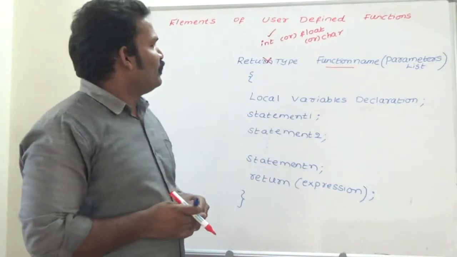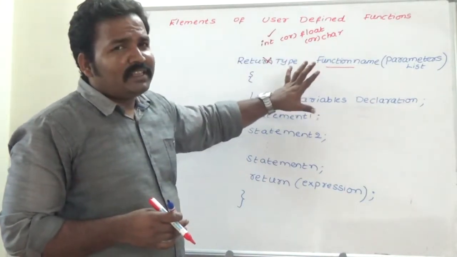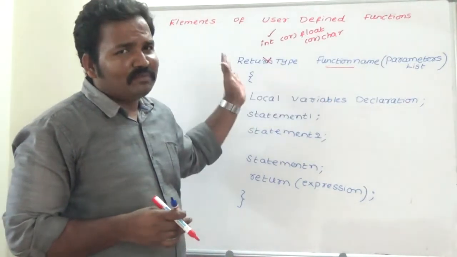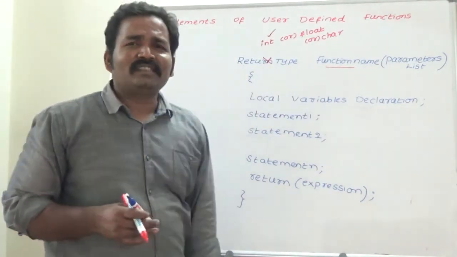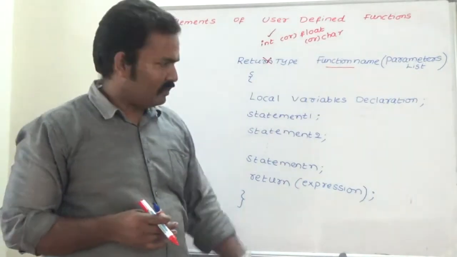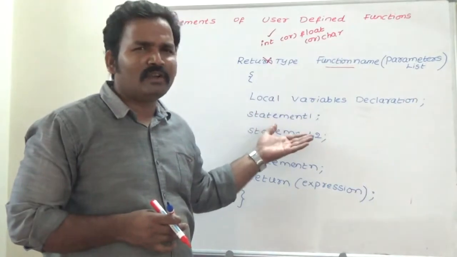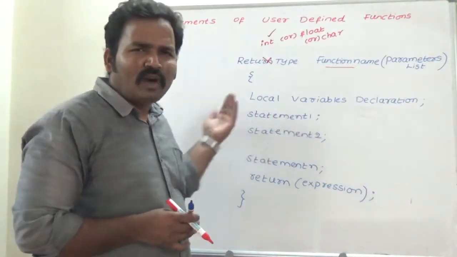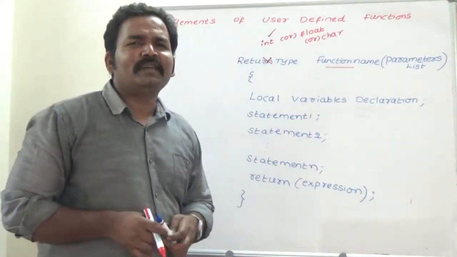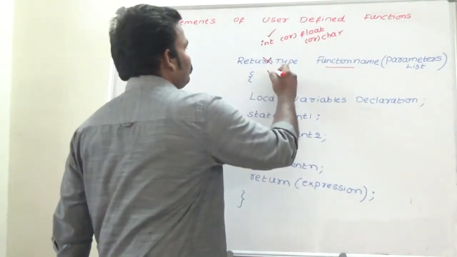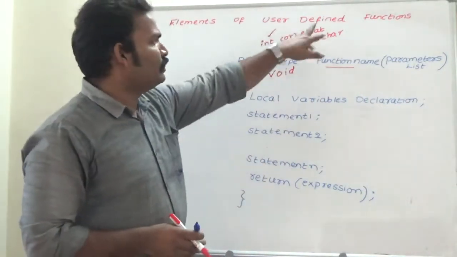Next, if the function does not return any value to the calling function, then we have to specify the return type as void. So void is also a return type, not only int, float, char.